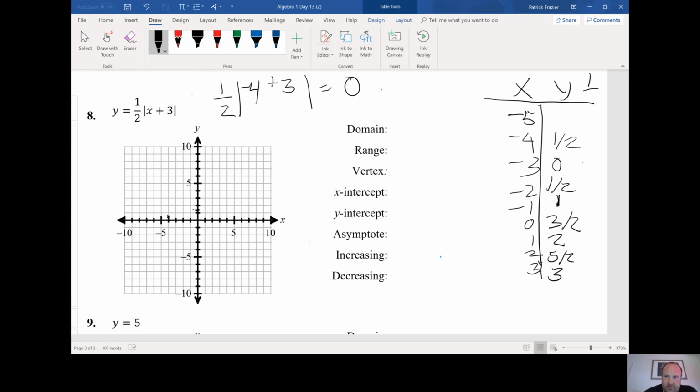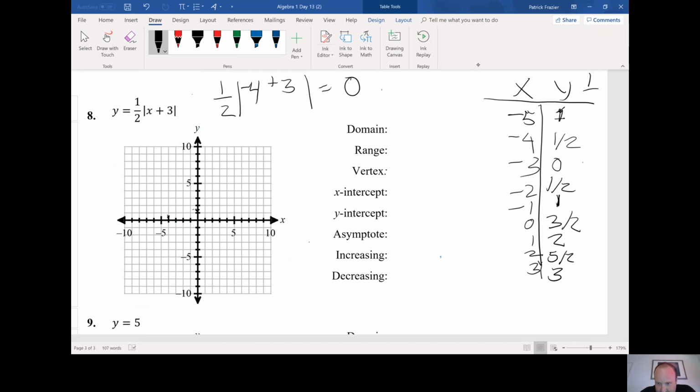1/2 times +2 is 1. And notice here, for instance, if we focus on 0, where x equals 0, y equals 3 halves, and then we go down 1 notch to 1, when x equals 1, y equals 2, and if we go back 1 notch, when x equals -1, y equals +1.